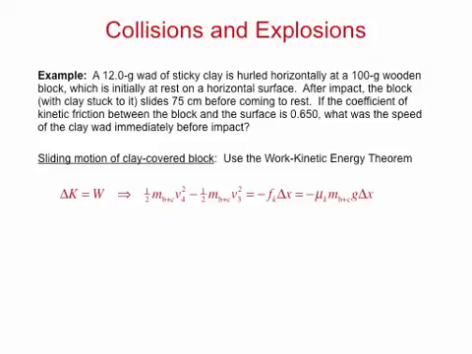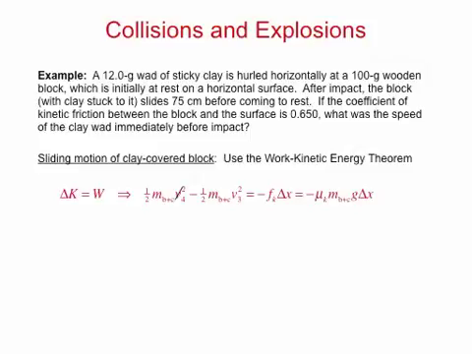The only force that does work is kinetic friction, mu sub k times the normal force, or mu sub k times mg, since the normal force has to equal mg in this problem. Since the frictional force opposes the motion, it does negative work, so that the work W is equal to minus mu sub k times mg times delta x. Therefore, the final kinetic energy minus the initial kinetic energy is equal to the work, which is minus mu sub k mg delta x.